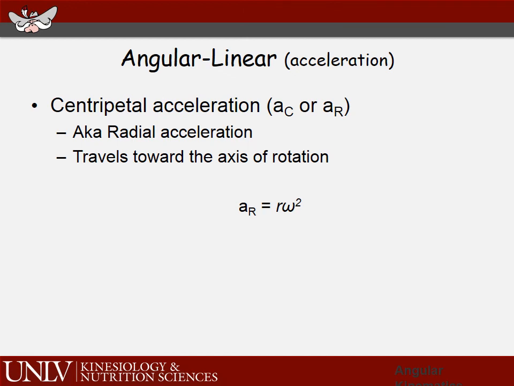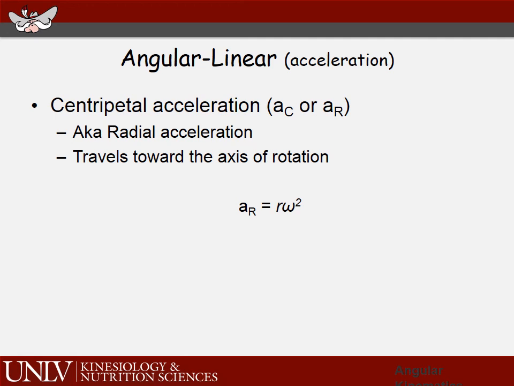Centripetal acceleration is also called radial acceleration. So you'll see I have it here in brackets as either a sub c or a sub r. You're going to see both. It means the same thing. Centripetal meaning back towards the axis. Radial meaning along the radius. So it means the same thing, but it's traveling towards the axis of rotation. So here you'll find a sub r or a sub c equals the radius times the angular velocity squared. So for this one you're not going to use the angular acceleration, use the angular velocity squared.